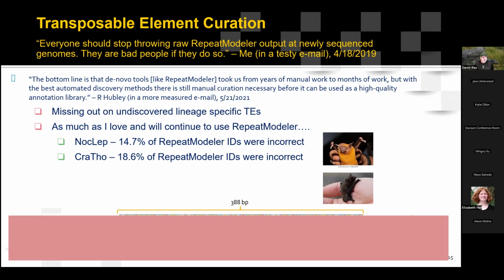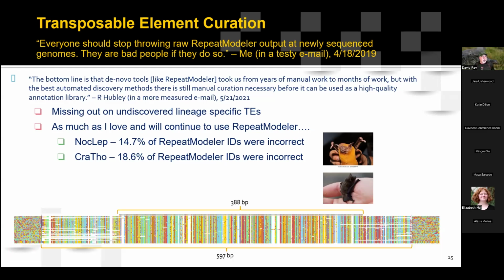And if you look right down here, this little colored line, it's hard to see, represents the output from RepeatModeler for some presumed transposable element, right? But when you actually go into the genome and look at it, what you find is that the consensus sequence from RepeatModeler was quite incomplete. The actual consensus sequence that this is a representative of is over 200 base pairs longer.